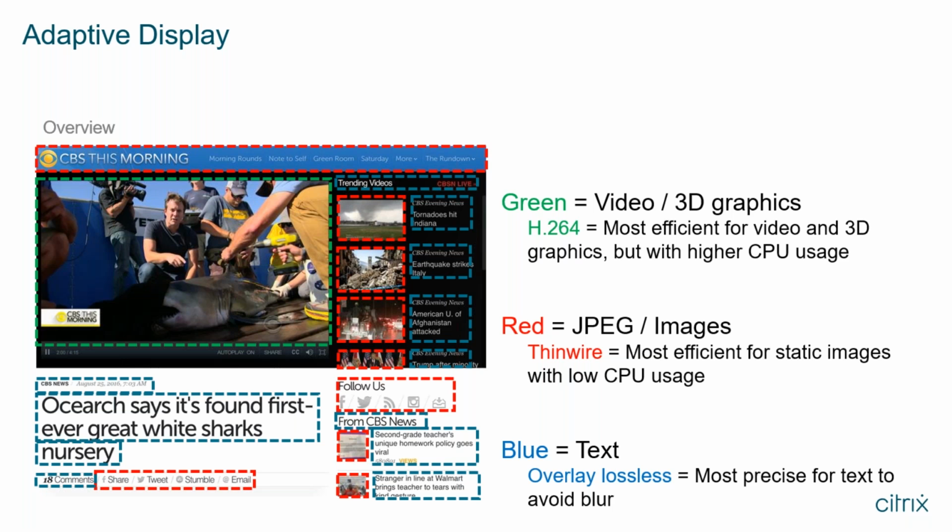Then when we talk about JPEG and images, we're going to use thin wire. It's more efficient for static images, and it's going to make sure we keep that CPU low. And then finally, we've got blue, which is our text. And for our text, we want to make sure it's sharp and crisp and avoid that horrible blur where you're not having sharp edges around your text. So we want to make sure that we use lossless for that.